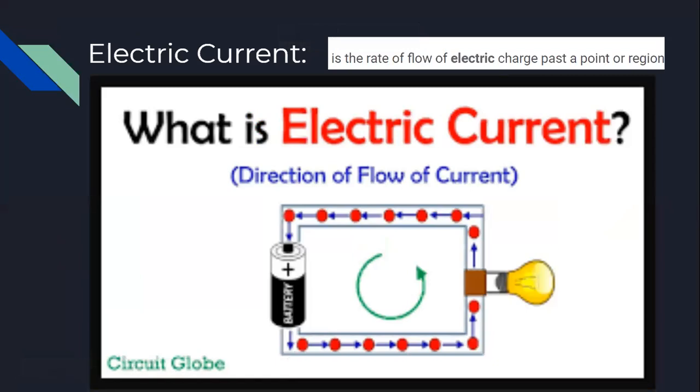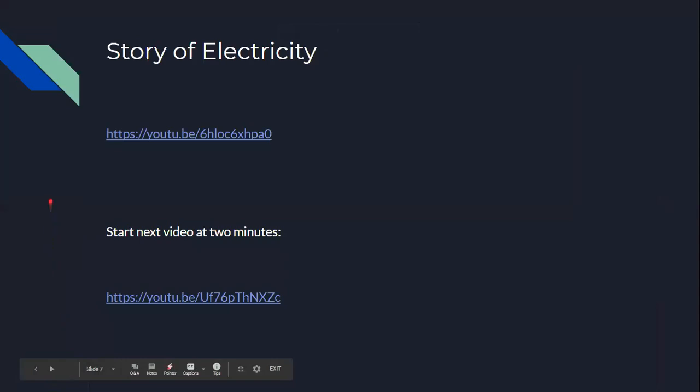Let's see. So electric current is the rate of flow of electric charge past a point or a region. So what is electric current? It just shows that it flows through. And static doesn't flow. Okay, there are just a couple more little videos, and they're really short. I think they're full of a lot of great information. I previewed a lot, and they're just little bits that might help you understand this concept and remember it.